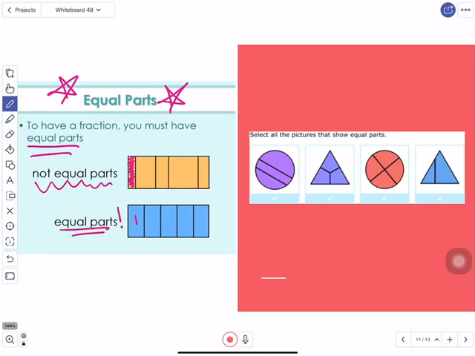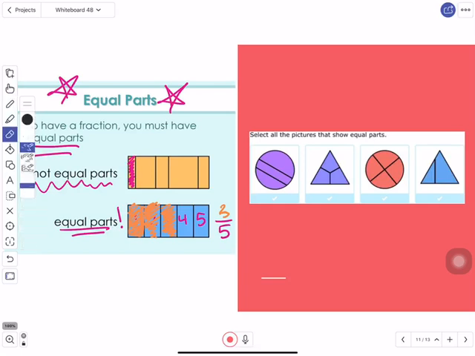This fraction has 1, 2, 3, 4, 5 equal parts. So this fraction shows fifths. That is the denominator, the bottom number in the fraction. If I shade 1 orange piece, that would be 1/5. If I shade 2 orange pieces, that would be 2/5. If I shade 3 orange pieces, that would be 3/5.